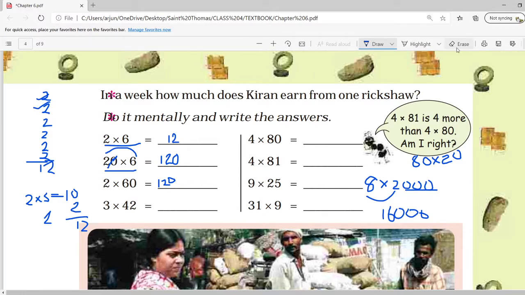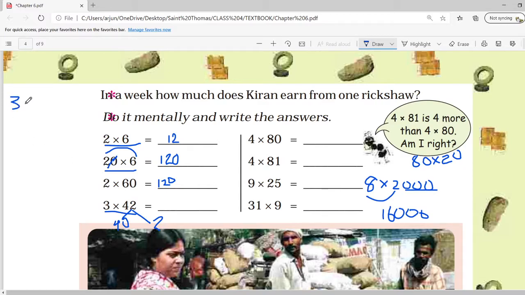Now moving further, see, now here what is asked? 3 into 42. So 3 times 42, right? So this 42 can be broken down. Okay, 42 can be written as 40 plus 2, right? So what you have to do? 3 times 40 and 3 times 2.